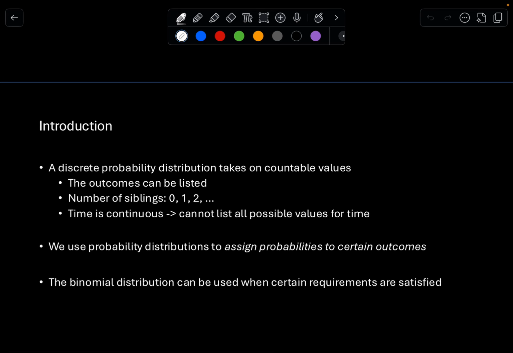So remember, the binomial distribution is a special discrete probability distribution. So we take on countable values. Typically, they are integers, and it's a separate set, right? So we can't have every single number between 0 and 1. With the binomial distribution, we're looking at the number of successes. So we have the outcomes, and then we assign probabilities to each outcome.